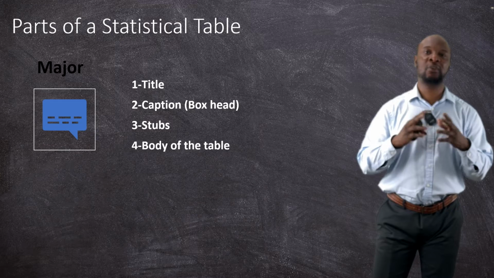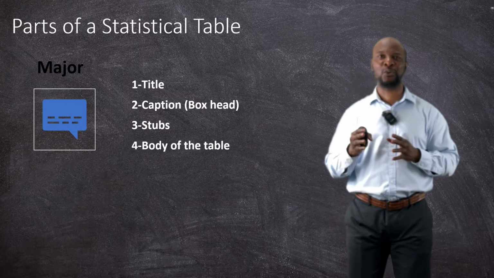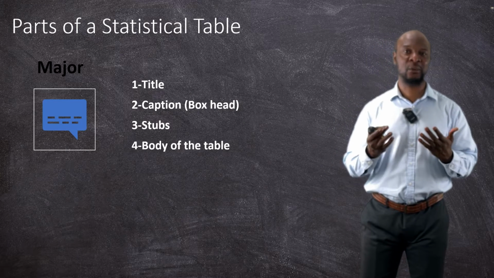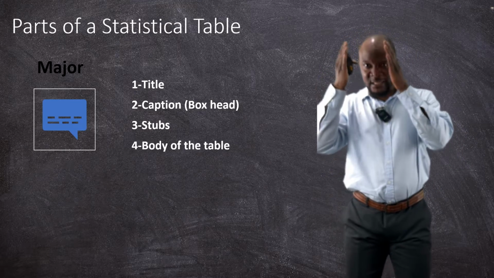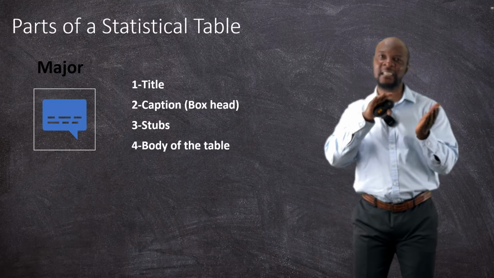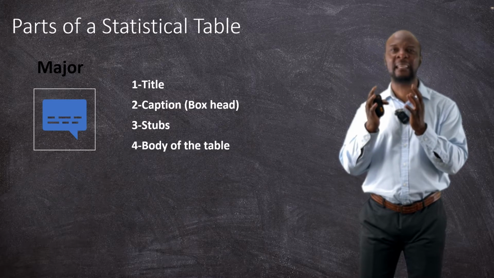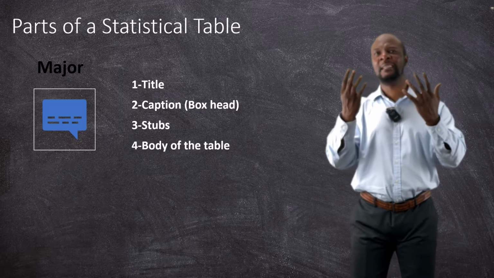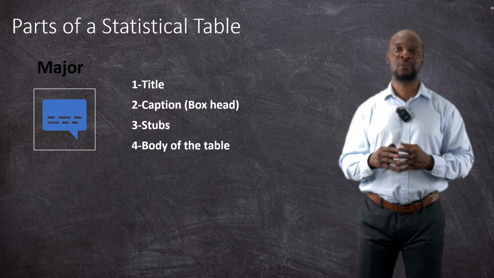Okay, and then finally you have the body of the table that contains the data itself. All these other things don't contain the data. The title doesn't contain the data, it just has a description of the data. The caption also just describes what is in that single column. The stub also describes what is in that single row. And then the body is anything other than all these other things, that has the data that you're trying to organize. Okay, so these are the major parts.